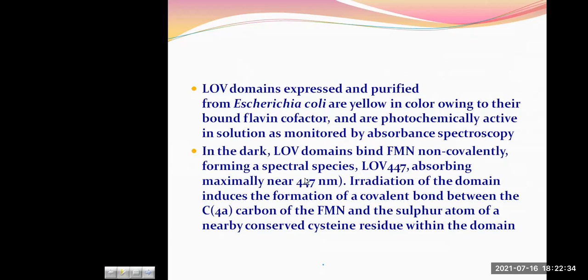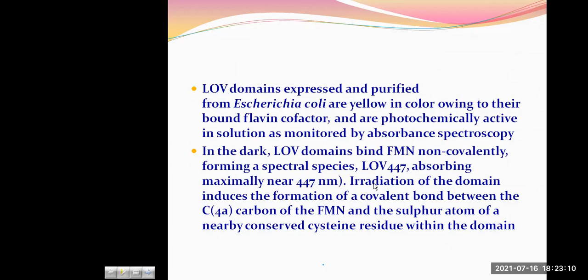In the dark, when there is no light, LOV domains bind to FMN, flavin mononucleotide, non-covalently, not by covalent bonds, not rigidly, not tightly, and they form a spectral species called LOV447. This LOV447 absorbs maximally at 447 nanometers. Nanometer is the unit of wavelength of light. That corresponds to the violet-blue region of the visible spectrum.